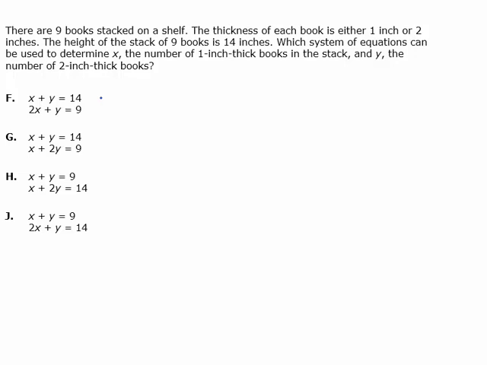Once we get a general gist for the information, we go back to the question to find out exactly what it's asking us to do. And it says, which system of equations can be used to determine x? Now, if they tell you what a letter is, it's a great idea to underline that letter and then to circle after it what that letter means. So the number of 1-inch thick books. So I'm going to do that, and I'm going to write it down.